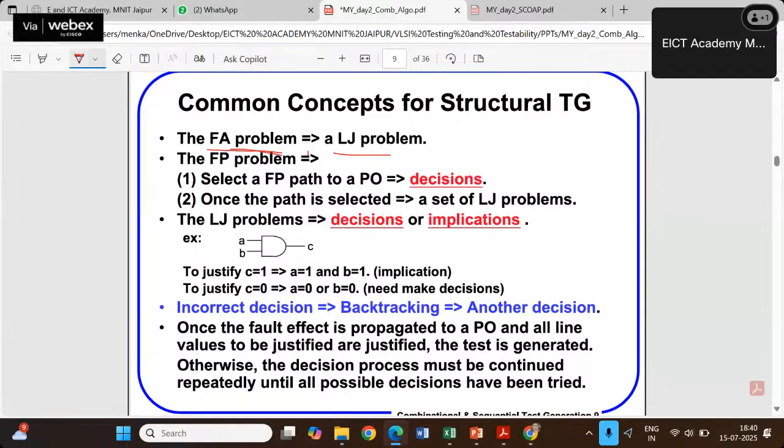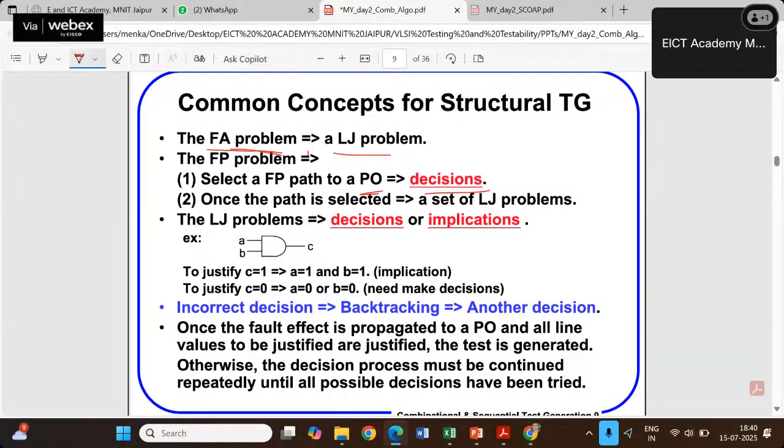Then there is another problem, the fault propagation problem. So select the fault propagation path to the primary outputs. PO is the primary output. So it is the decision, what decision you are going to take. This circuit was a smaller circuit, so we couldn't take that many multiple paths. If there are multiple paths, we have to take the decision about which path we want to propagate this fault through to the primary output.